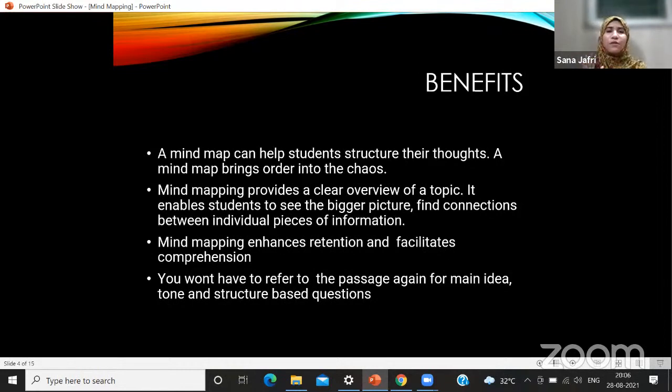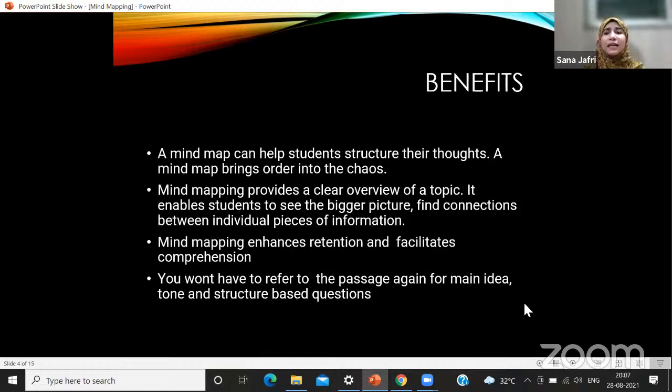And the most important thing is you won't have to refer back to the passage for those main idea, tone and structure based questions. If they ask you the structure based questions, like what is the layout of the passage, or what is the primary purpose of the second para, or how is the first para connected to the second para, these kind of questions are about the structure or the layout of the passage. So anyway, with the help of a mind map, you can understand that really well.